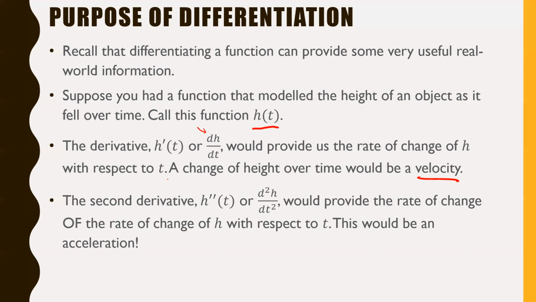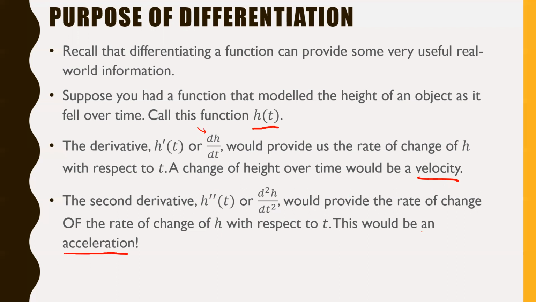Now, the second derivative, h double prime of t, or d squared h over dt squared, would provide the rate of change of the rate of change of h with respect to time. In this case, a rate of change of velocity, this would be your acceleration.